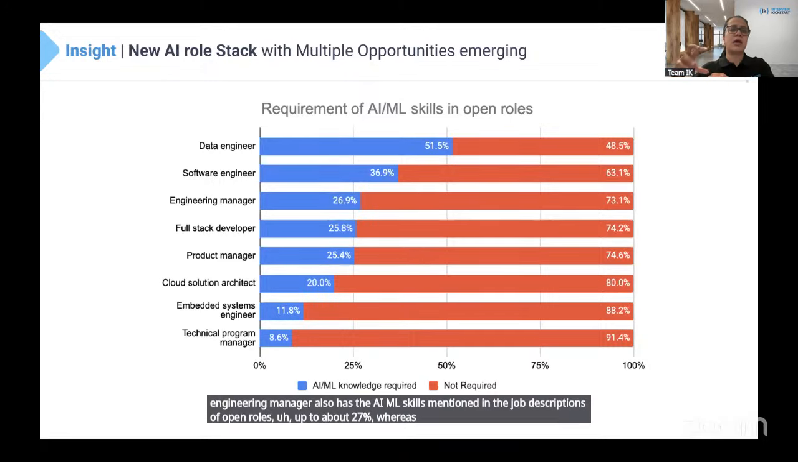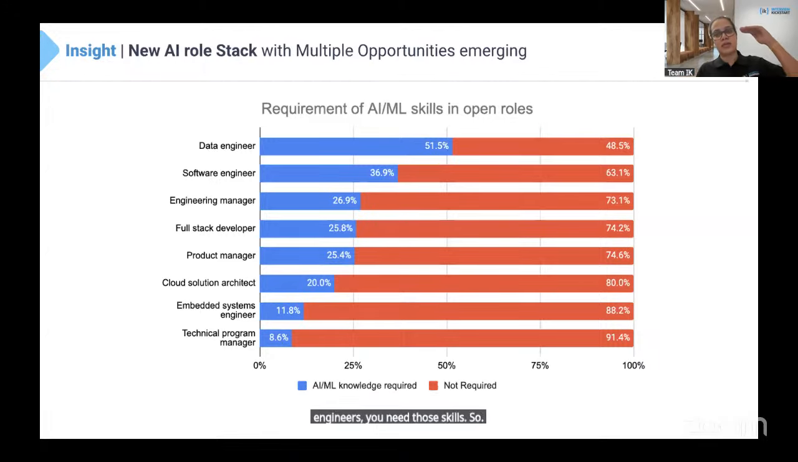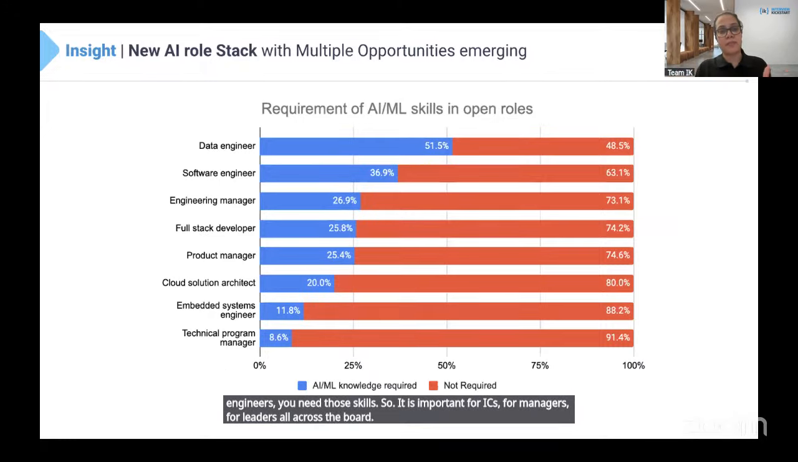Whereas an engineering manager, who's a pretty senior person on the ladder, may feel that they do not need to upskill, but to scale the enterprise with AI systems, to lead a team of AI engineers, you need those skills. So it is important for ICs, for managers, for leaders all across the board, right?